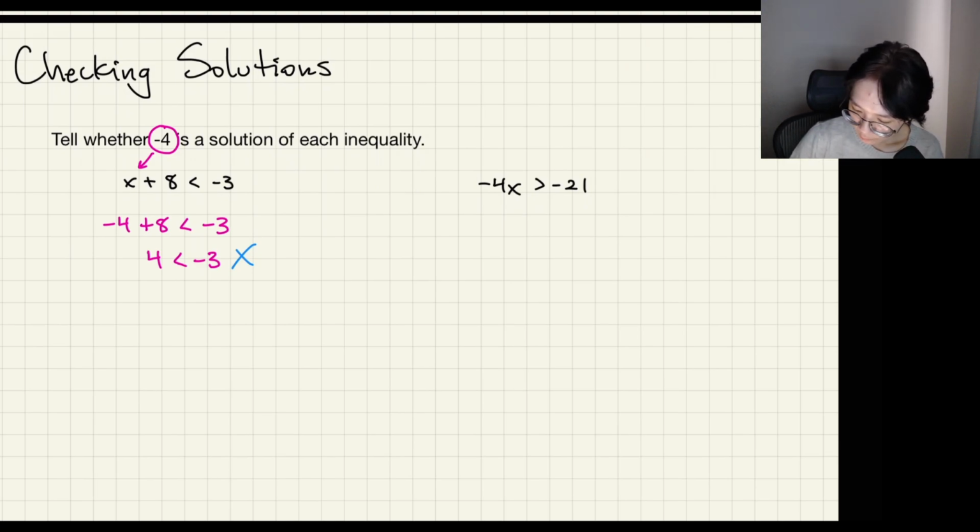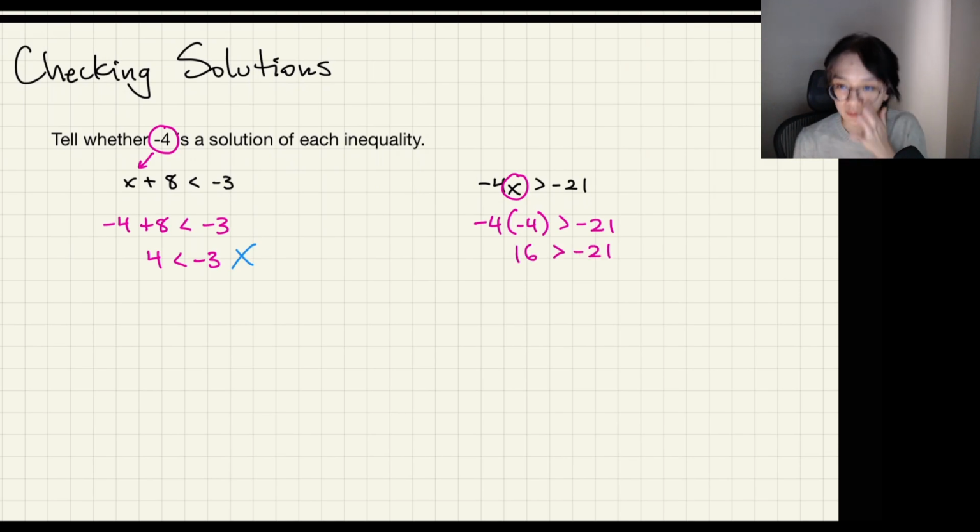Now let's try plugging in for here. -4 times -4 greater than -21. -4 times -4 is +16. Is 16 greater than -21? Yes. So -4 is a solution of this inequality.